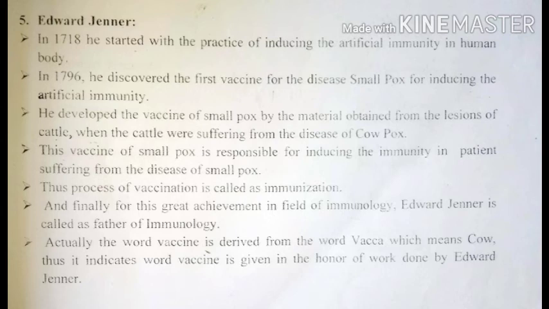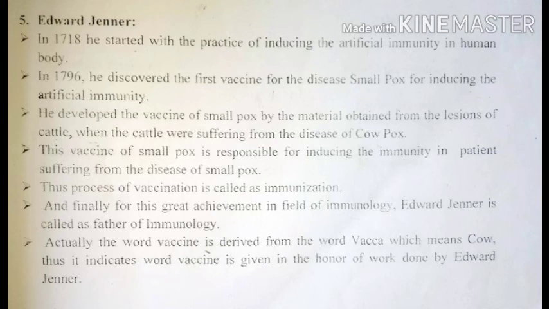Try to get how the first vaccine of smallpox was developed. When the cow was suffering from the disease cowpox, certain kinds of lesions, meaning wounds, developed on the cow, so from those lesions he took some microorganisms, and he used them to make the vaccine of smallpox that is useful in human beings. When we take the vaccine, we are providing immunity to our body, so vaccination is also called immunization, and that is the reason Edward Jenner is called the father of immunology.